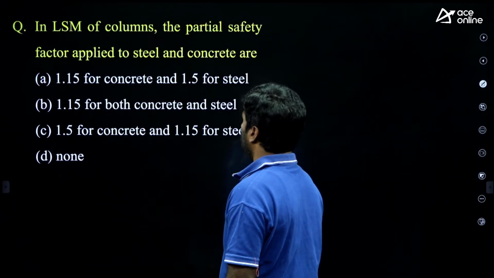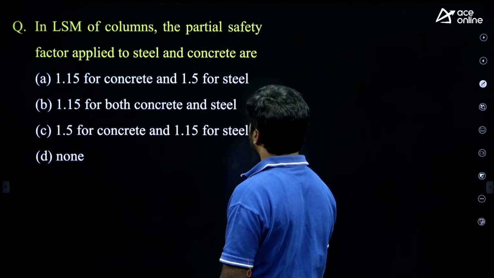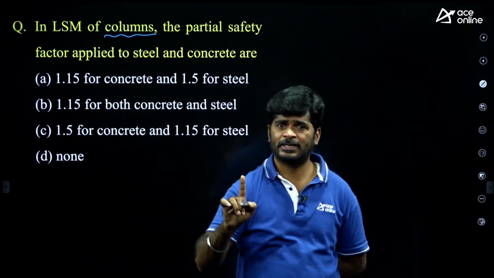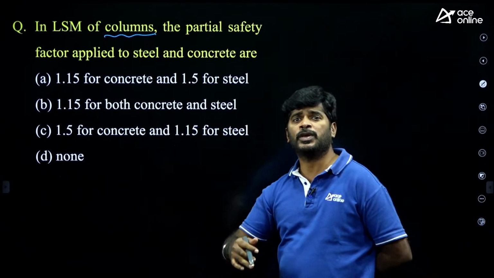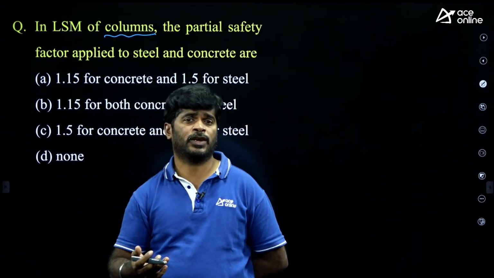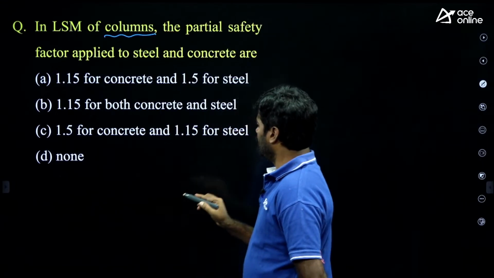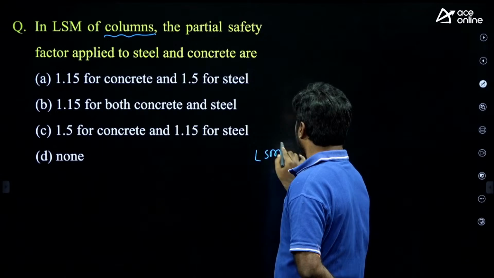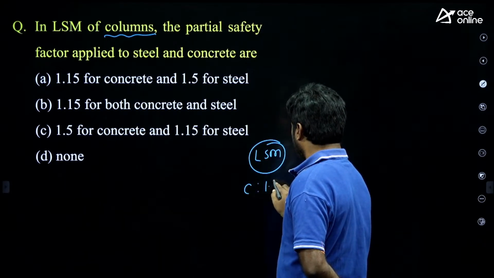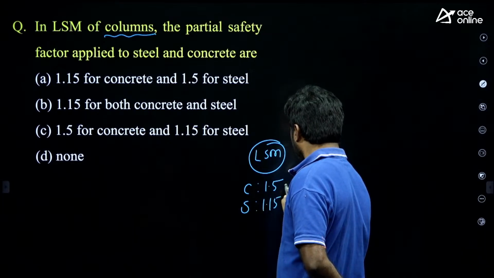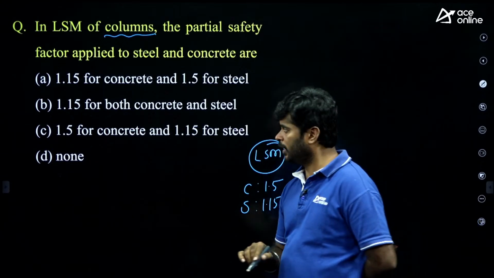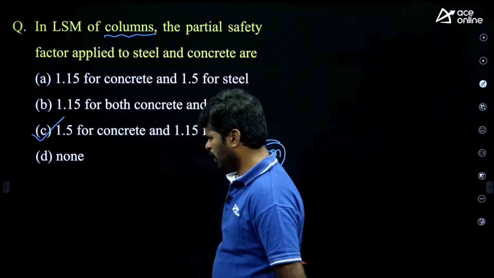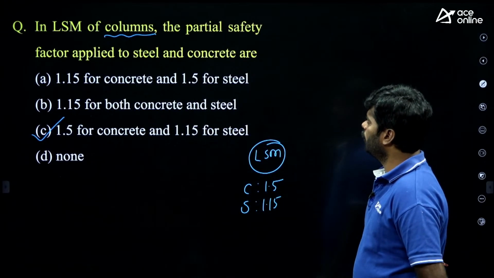In LSM of columns, the partial safety factor applied to steel and concrete are. My dear, not only for columns. This LSM is not only for columns. Even we can use for beams, slabs, footings, staircases also. Limit state method is applicable for all structural members. So, partial safety factor used under limit state method, my dear, for concrete 1.5, for steel 1.15. Yes, damn sure. You will expect this question. Option C is correct. Moving to next question.